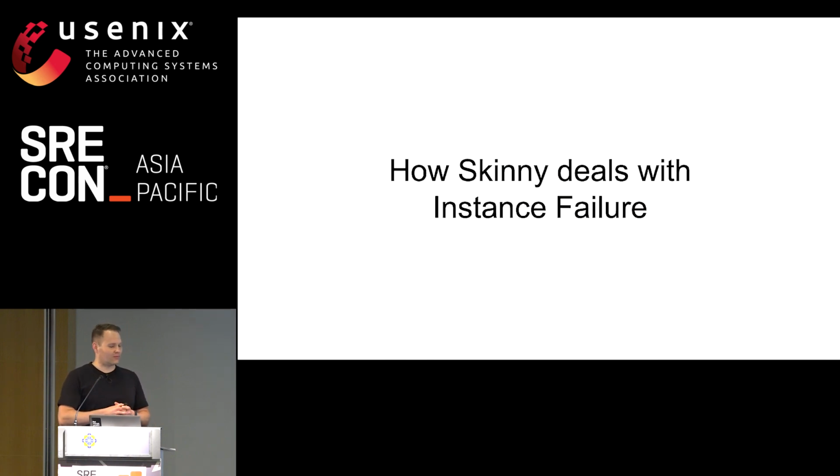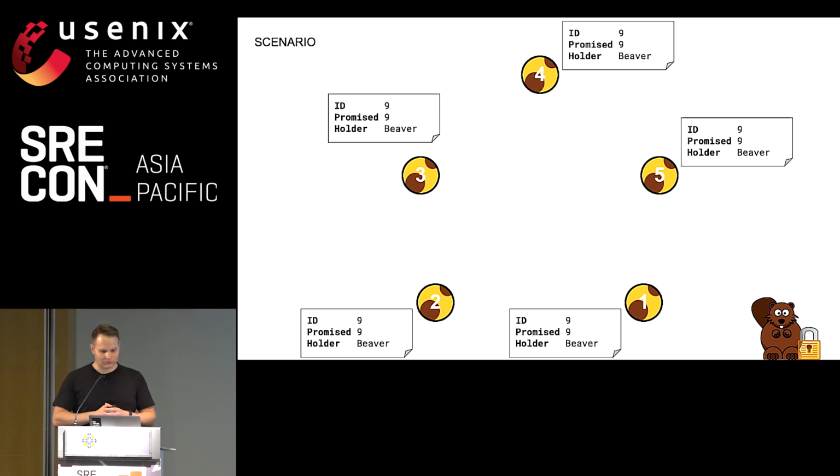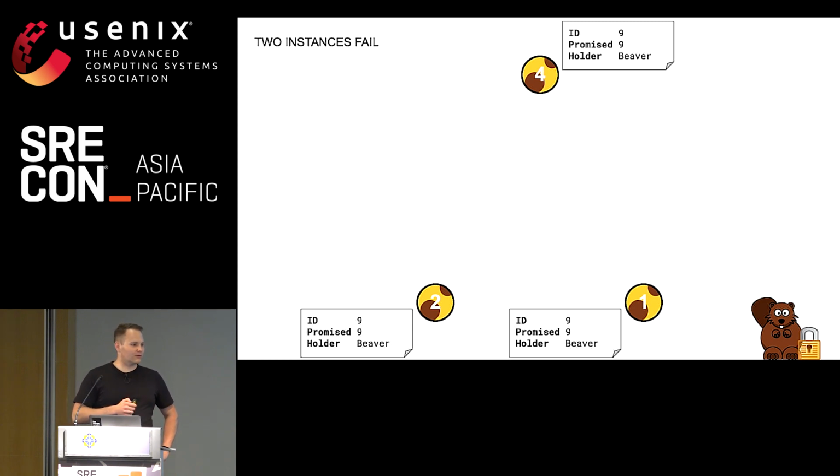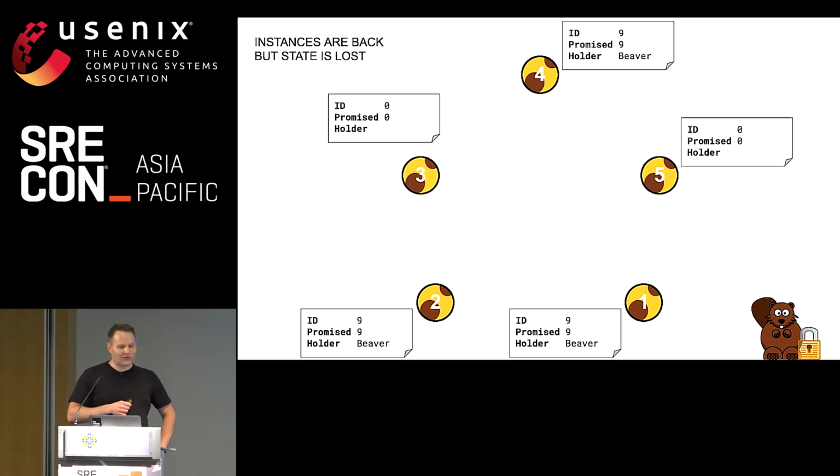What happens if an instance fails? More or less the same scenario. Beaver still has a log. We had a couple more Paxos runs, so we are currently at run number 9. And now a data center is on fire, and another one, and 2 instances are lost. Happens all the time, right? An SRE comes, fixes the data center, the instances come back up, but they lost all their state.